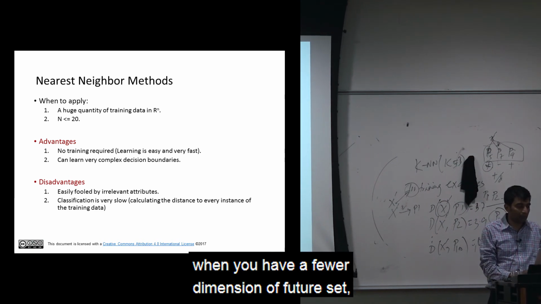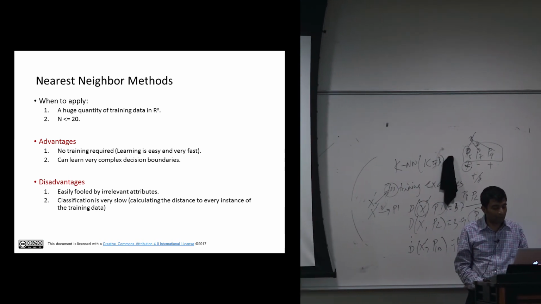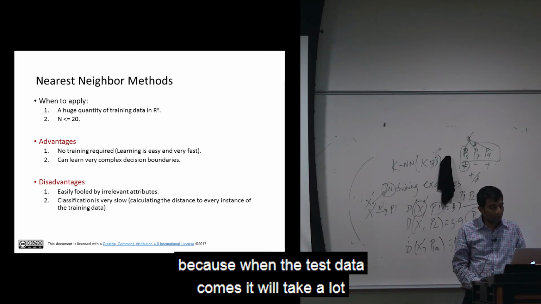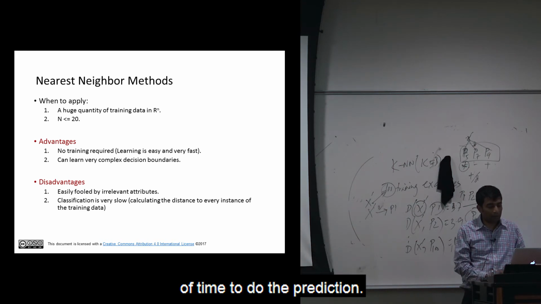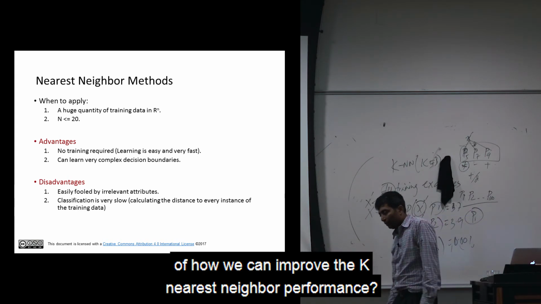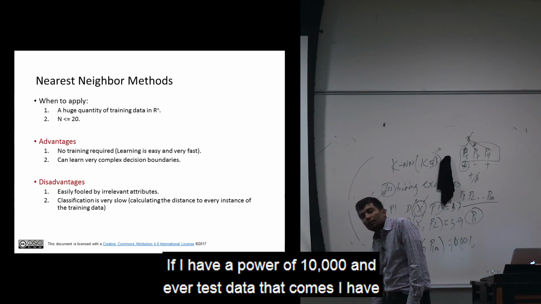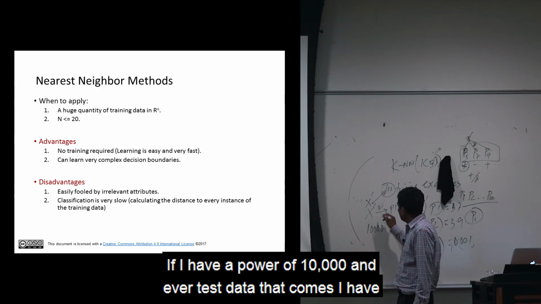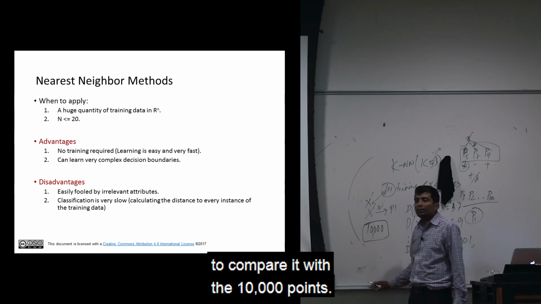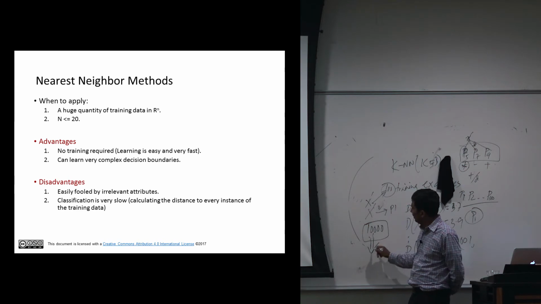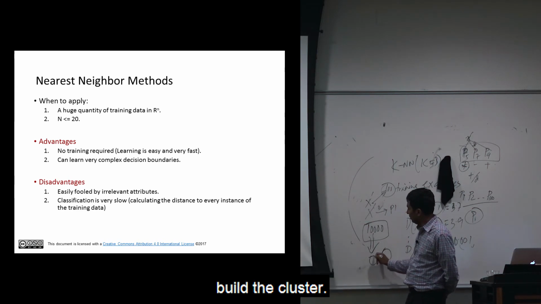Okay, so now the question is when you want to apply. When you have fewer dimensions or feature set, k nearest neighbor will work very well. The advantage is no training is required, but it is a problem also because when the test data comes, it will take a lot of time to do the prediction. So can you give me an idea how we can improve the k nearest neighbor performance? If I have 10,000 points and every test data comes, I need to compare it with the 10,000 points, right?